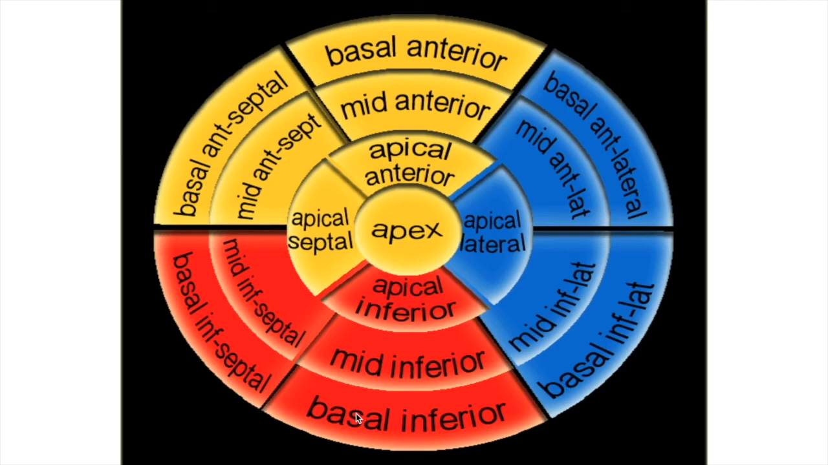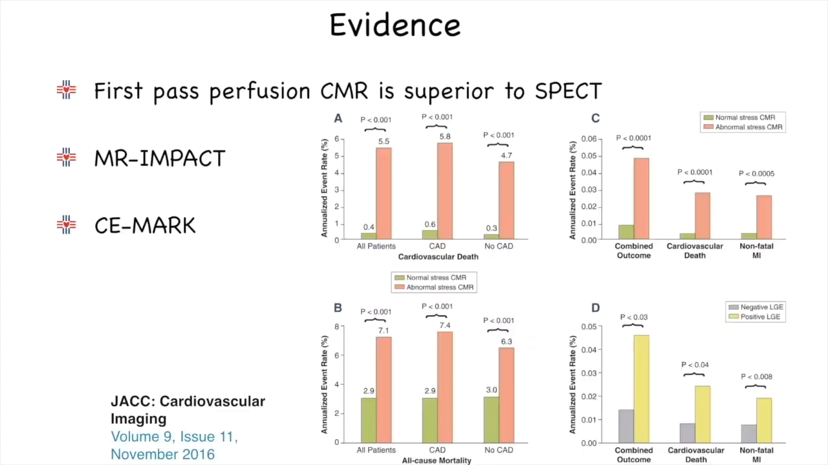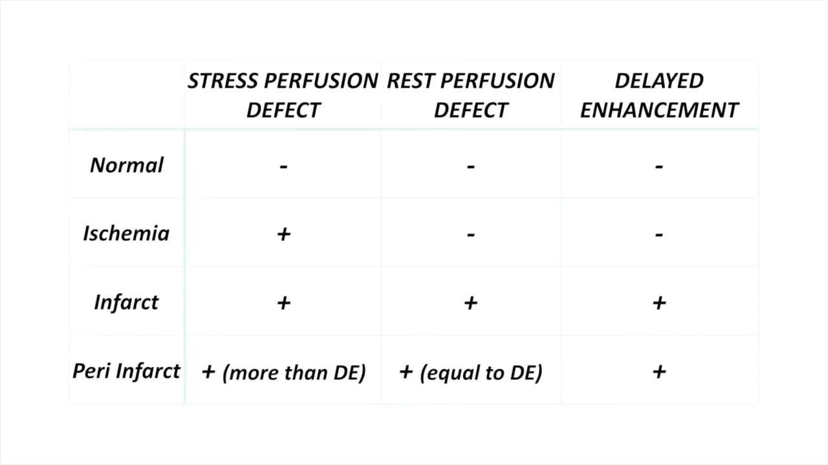This is not reproducible in every case because patients who have left dominant supply may have inferior segments supplied by the circumflex, while a large RCA may even supply some of the infralateral segments. Cardiac MR is far superior to SPECT, with multiple large multicenter trials such as the MR-IMPACT and CE-MARC studies showing that stress MR imaging is superior to SPECT, and it has significant prognostic value on top of SPECT imaging. Let us summarize what we mean in terms of inducible ischemia.